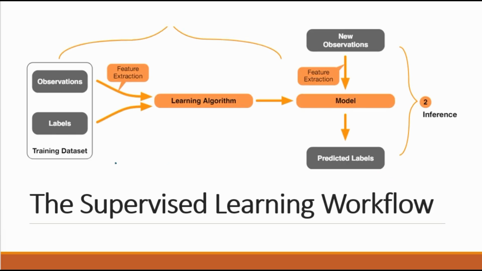Supervised learning is like the process of regression or classification. There are essentially two steps. One is the training step, where we train a machine learning model, and the second step is the inference step. But before we get into the inference step, let me talk about the training step first.